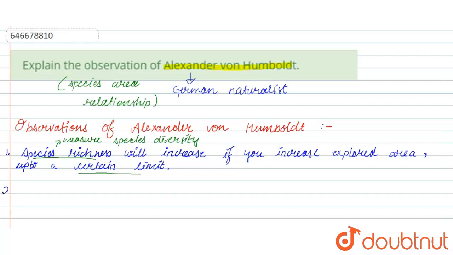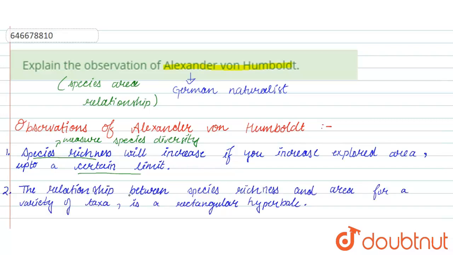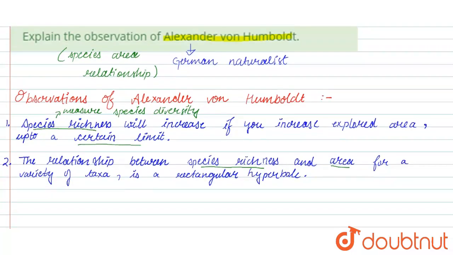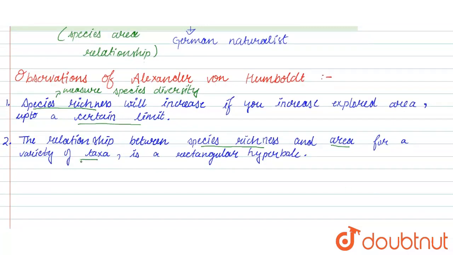So his second observation was that the relationship between species richness and the area that you have explored for a variety of taxa would be a rectangular hyperbola. So what variety of taxa we are talking about? By variety of taxa, we can give example of angiosperm, which is a type of plant. Then we can give example of birds. These are all different taxa. And we can also give example of freshwater fish here, right? So all of these are examples of variety of taxa.